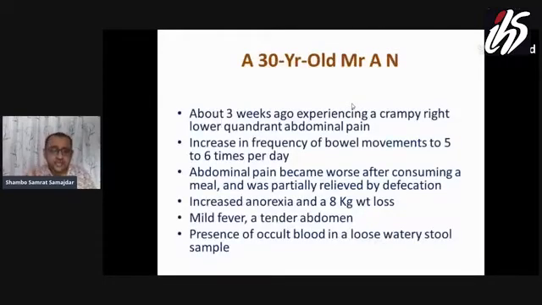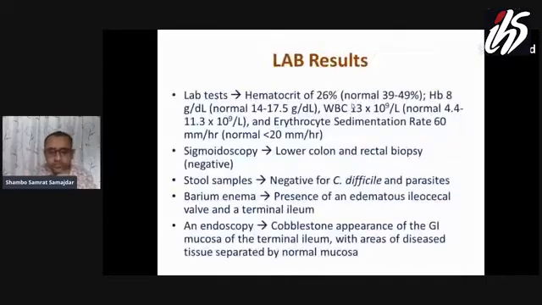Now, coming to one case: a 30-year-old Mr. AN, about 3 weeks ago, experienced crampy right lower quadrant abdominal pain and an increase in frequency of bowel movements to 5 to 6 times per day. Abdominal pain became worse after consuming a meal and was partially relieved by defecation. There is increased anorexia, 8 kg weight loss, mild fever, tender abdomen, and presence of occult blood in loose watery stool sample.